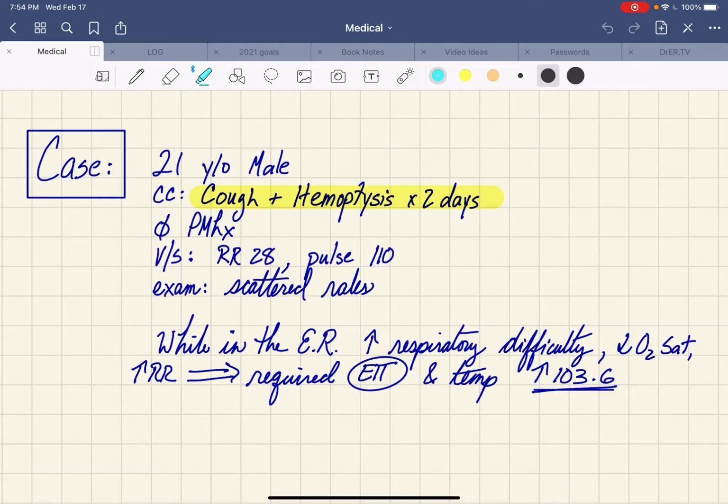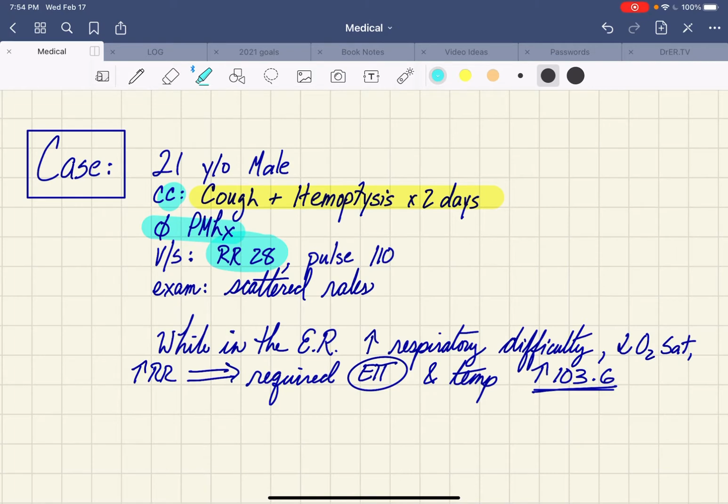Today we're going to do a case to make it interesting, to put it in context, to actually feel like we're caring for patients and to go through the mental pattern of what we're going to think as we see these radiological images. So this is a 21-year-old male who presents with a chief complaint of cough and hemoptysis. Hemoptysis, hemo, blood, ptysis, to cough, so coughing blood for the last 2 days. He has no past medical history and has an elevated respiratory rate of 28.